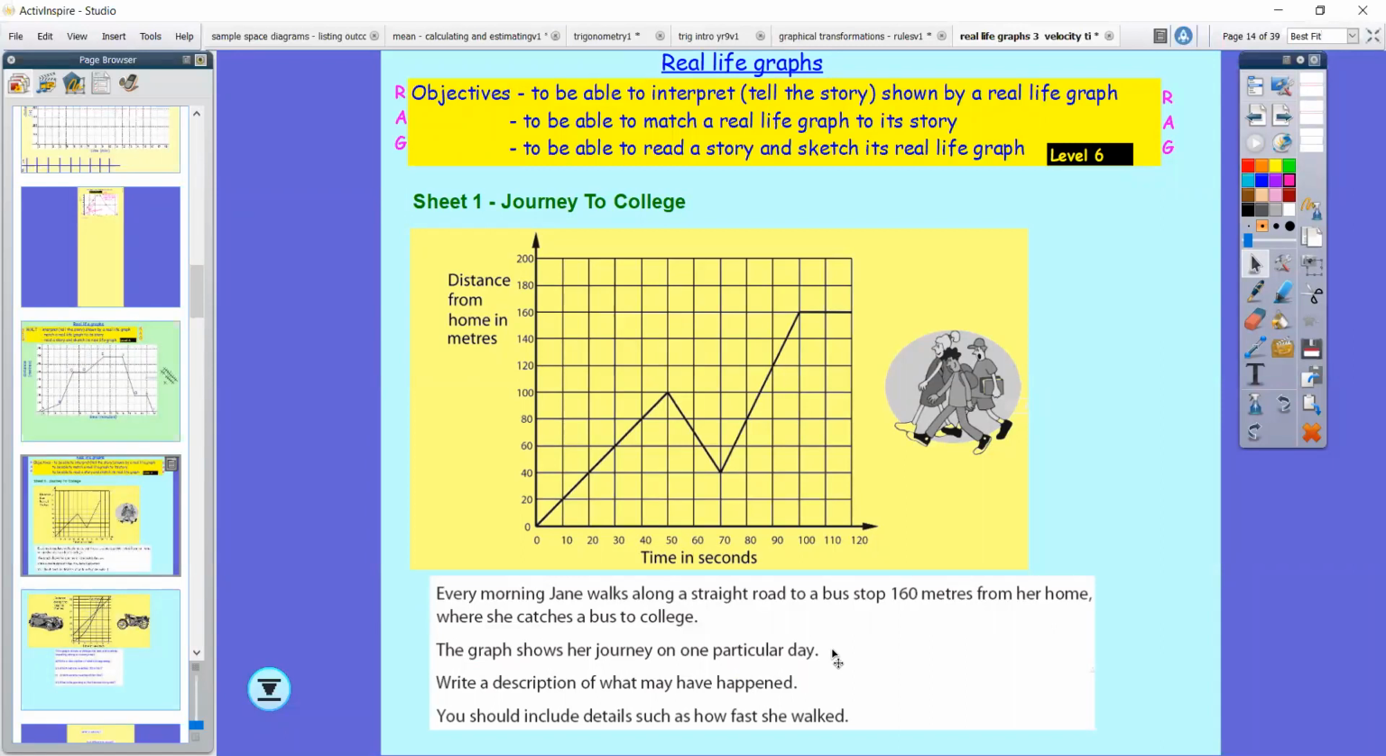So it could be what's happened here: distance travelled from home. For 50 seconds they were walking, and we can say what speed they were walking at. Then what happened? They started coming back towards home. Then they went faster, and then waited.